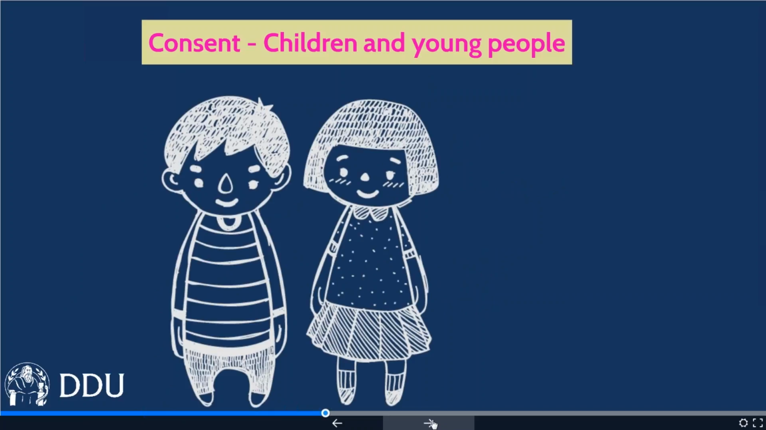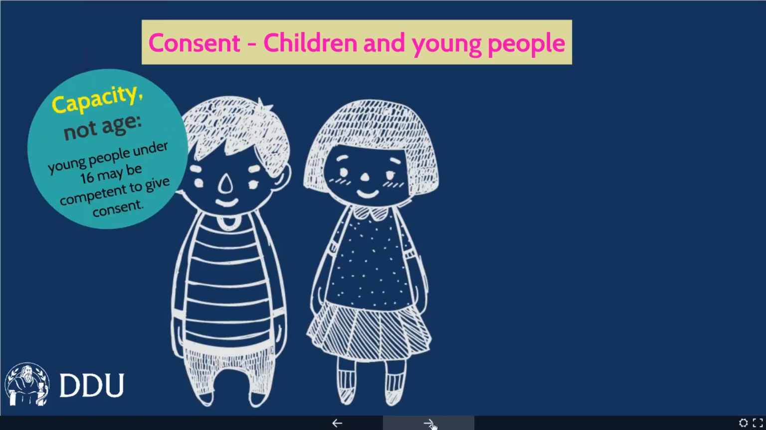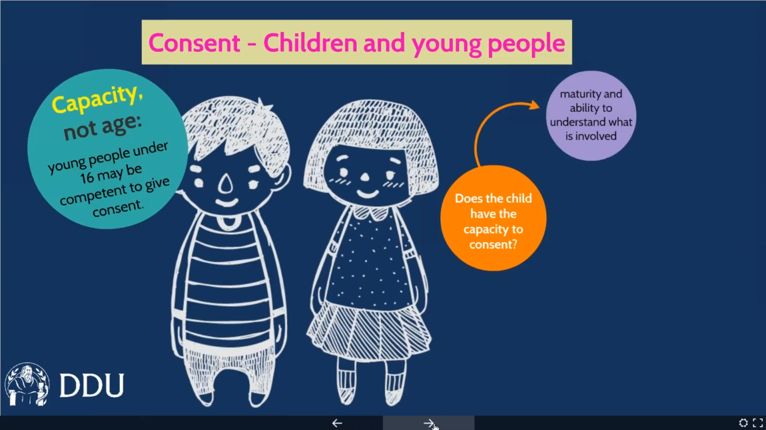So what about children and young people? That's often something in practice that we have a few dilemmas about. Well, in England and Wales, that's governed by the Children Act 1989, and it's capacity, not age, that's the key point. So some young people under 16 may be competent to give consent, and the question we need to ask ourselves is, does this particular child have capacity?